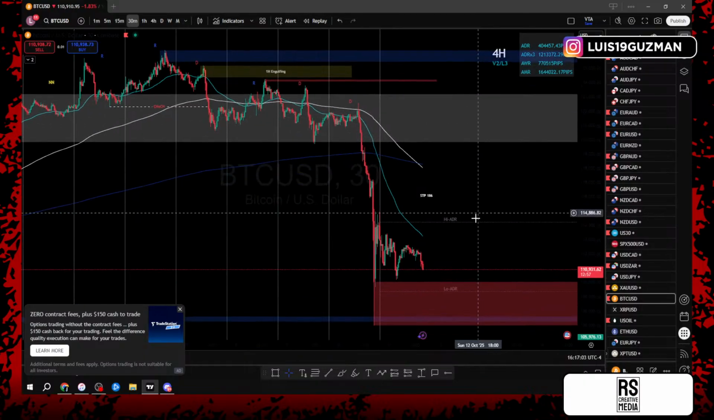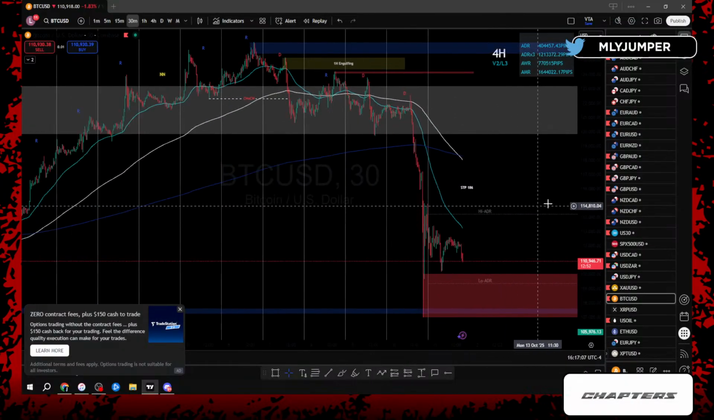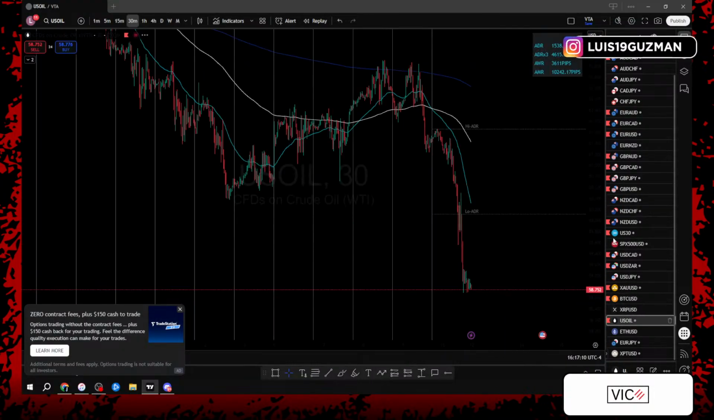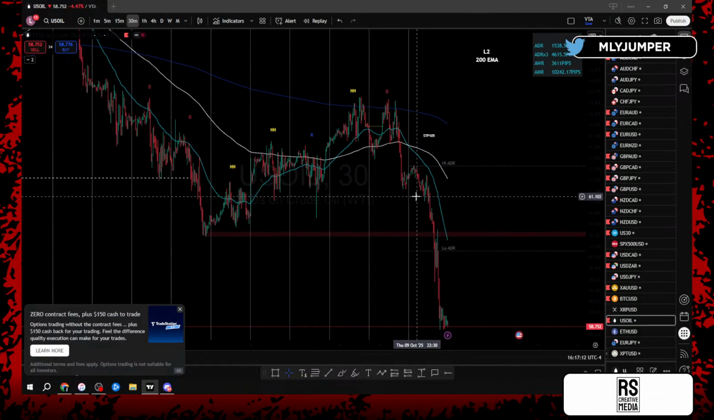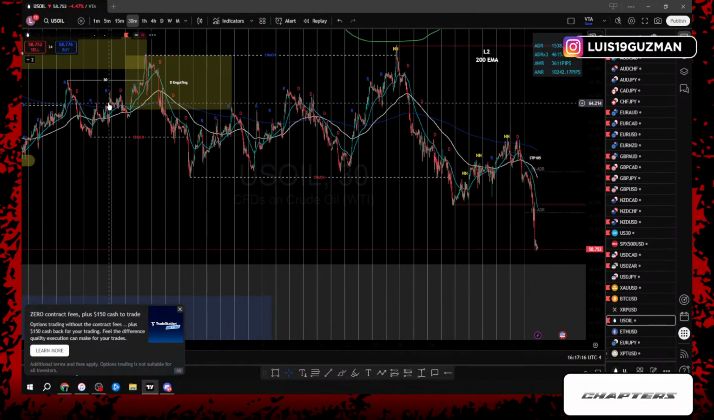Two days of drop, looking for a third day low. The price hasn't given it to us, not yet. This could keep going a little bit lower too. And then oil finally gave us the break of structure on the 30-minute time frame. Finally!